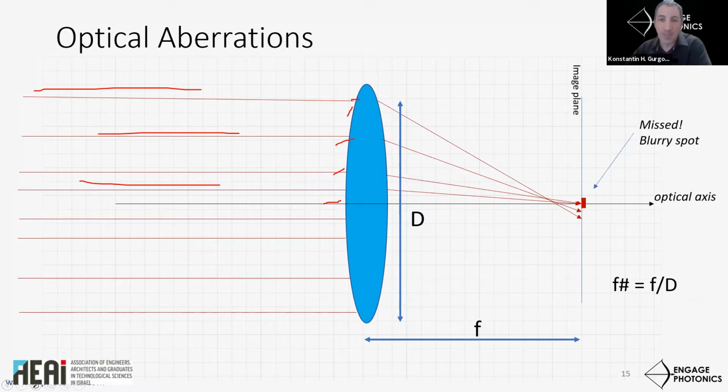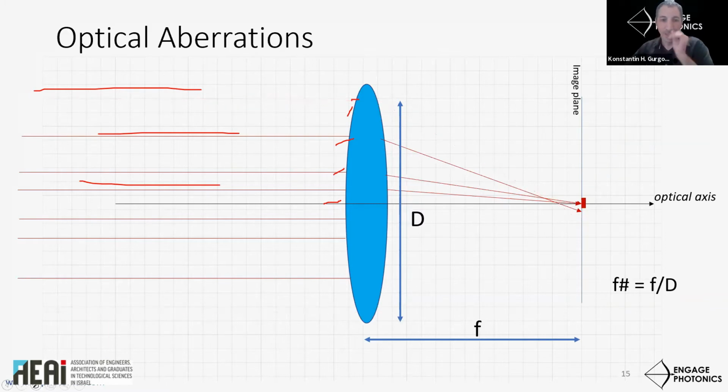So without going deeper into that, if we reduce the size or the diameter of the lens, we can see that by giving up some of the light, we can actually get a sharper image. This is called stopping down the lens, changing the F number of the lens.